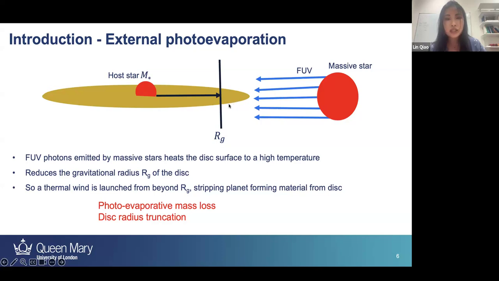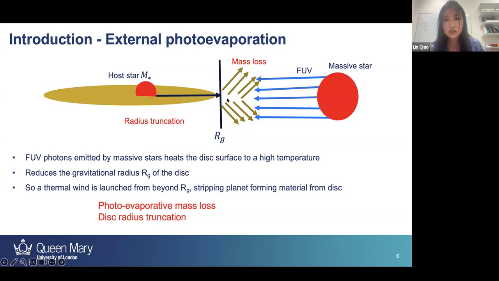So the FUV radiation heats up the disk to a high enough temperature, reducing the gravitational radius of the disk, so that a thermal wind can be launched from the disk surface in the outer disk edge region, from beyond the reduced gravitational radius, stripping planet-forming material from the disk. When this happens, the disk will suffer from photoevaporative mass loss and rapid disk radius truncation.